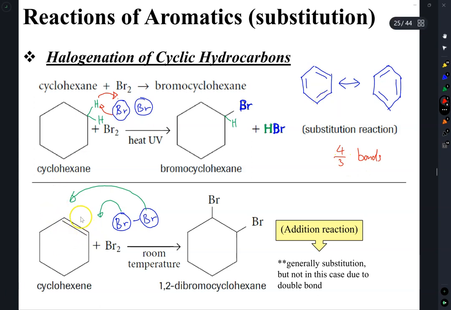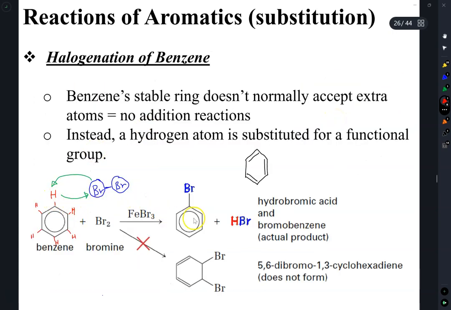So while these double bonds are easily broken, allowing for addition reactions to occur, these delocalized electrons in the 4/3 bonds are quite stable, only allowing substitution reactions to occur. So as I mentioned earlier, drawing the benzene ring like this makes it easy to think that it's a double bond that breaks, forming this addition reaction product. But you have to remember that these are not double bonds. They are very stable 4/3 bonds.